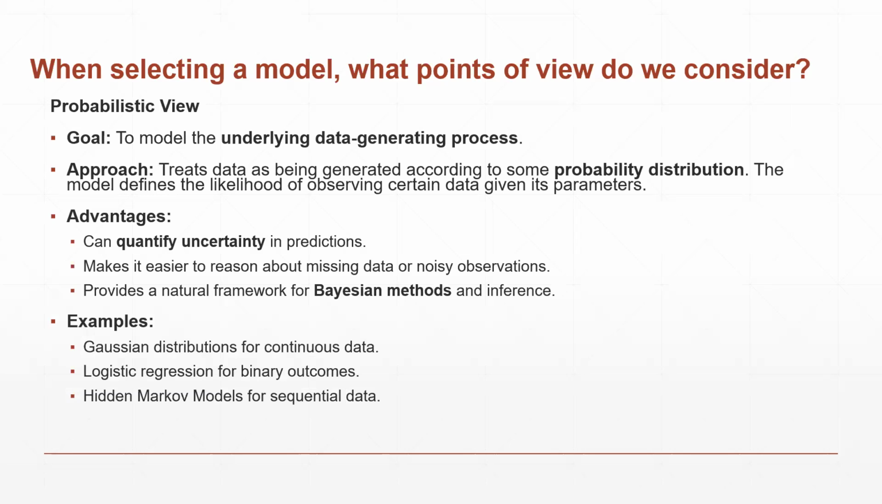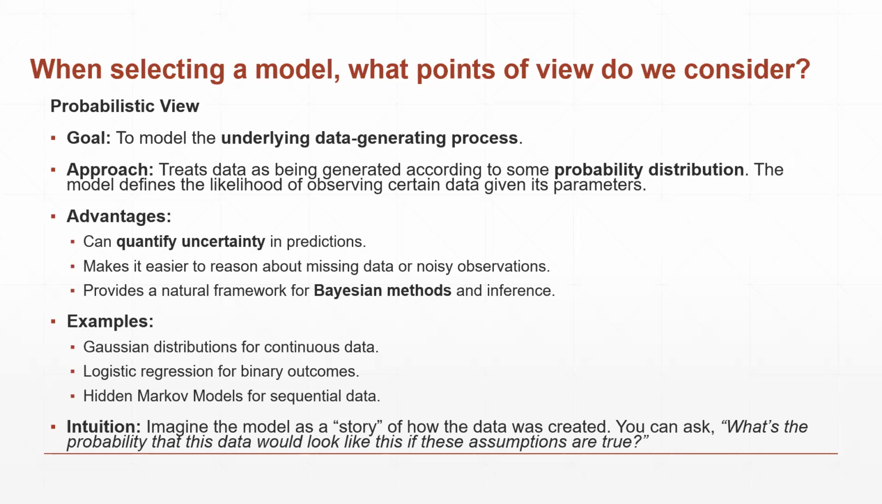Some examples of the probabilistic point of view are Gaussian distributions for continuous data, logistic regression for binary outcomes, and hidden Markov models for sequential data. When you talk about the probabilistic point of view, you want to imagine the model more of as a story. And you want to ask, what is the probability that the data was created using this particular story, given the assumptions that we've made are true?